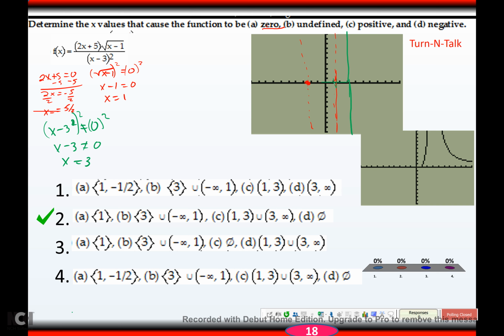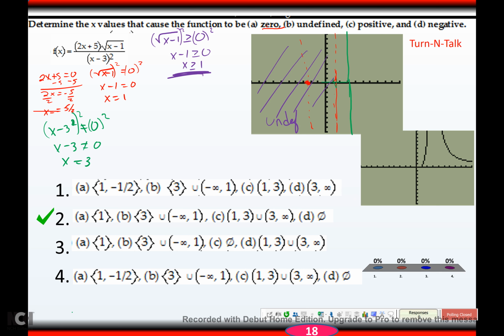Okay? Alright, so now we've got a restriction because of that radical. That radical must always stay positive. So the square root of x minus 1 has to stay greater than or equal to 0. Square, square, x minus 1 greater than or equal to 0. X has to stay greater than or equal to 1. So anything that is below 1, all of this is undefined. Because this says x has to stay greater than or equal to 1. So everything below 1 is undefined.